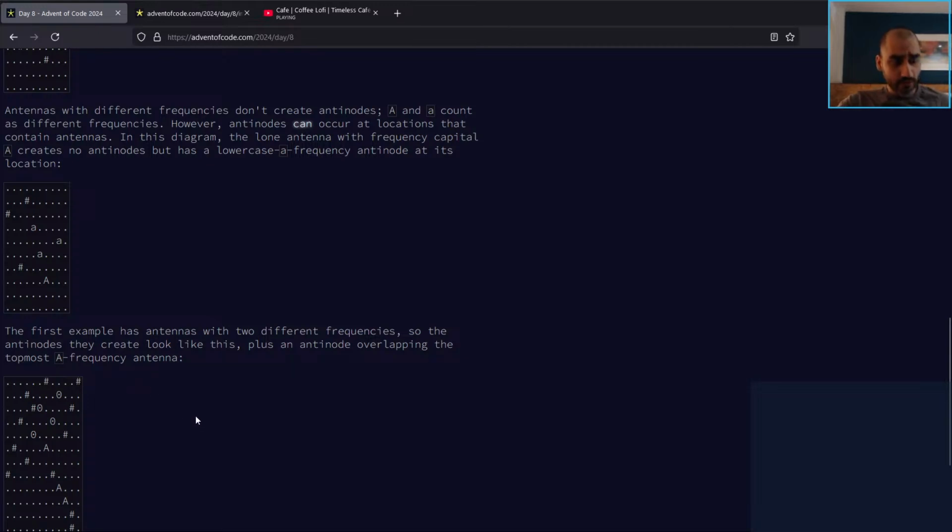So I think we want to create basically a hash table that maps a symbol to a list of all the locations where that antenna can be found, to start with.